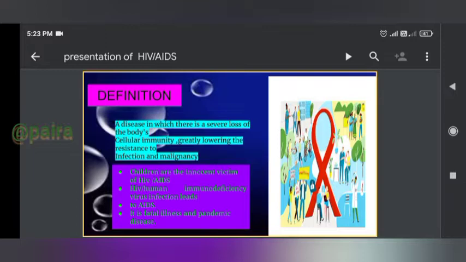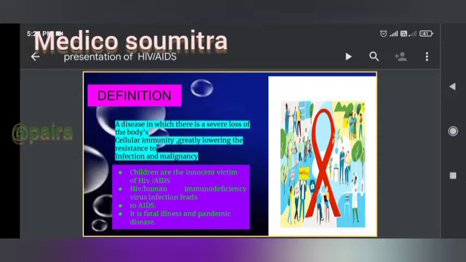Next, children are the innocent victims of HIV or AIDS. HIV, the human immunodeficiency virus infection, leads to AIDS. It is a fatal illness and pandemic disease. Because of being attacked with AIDS, the child can get infected with many diseases, and the child is more prone to death.